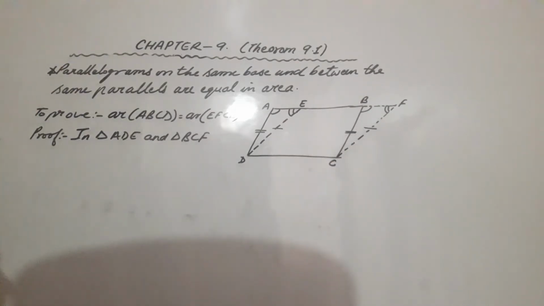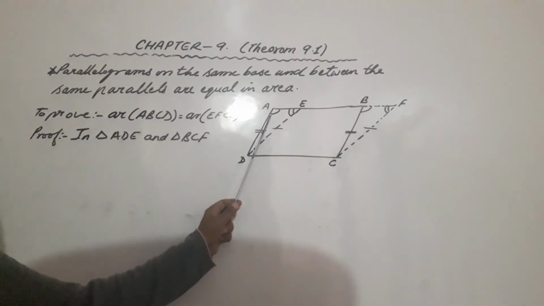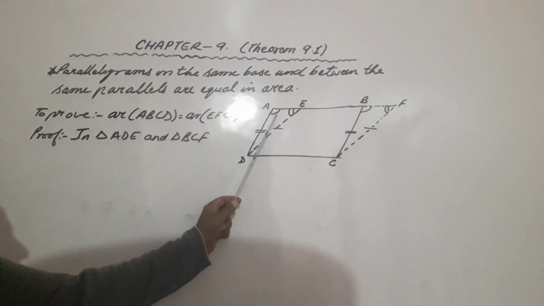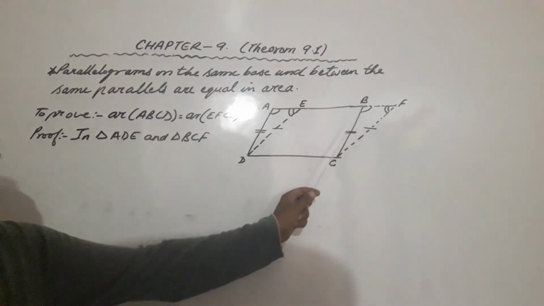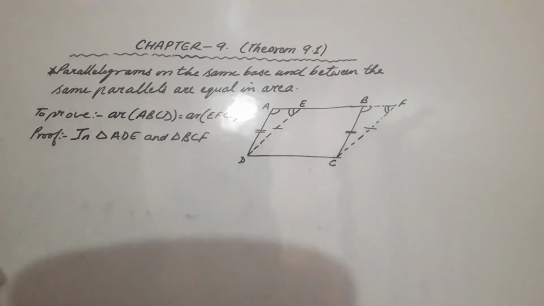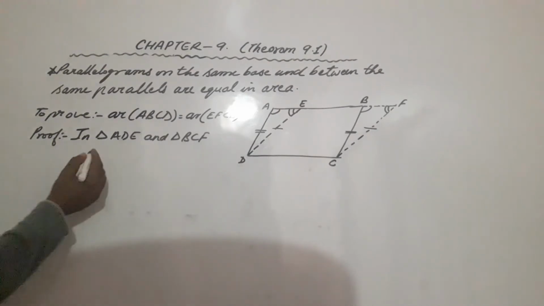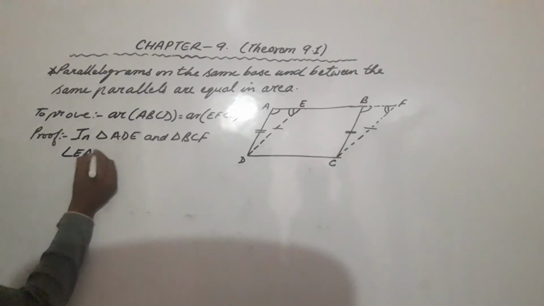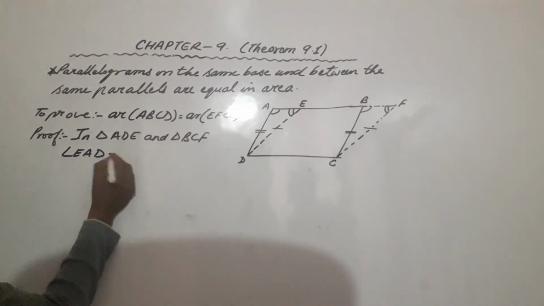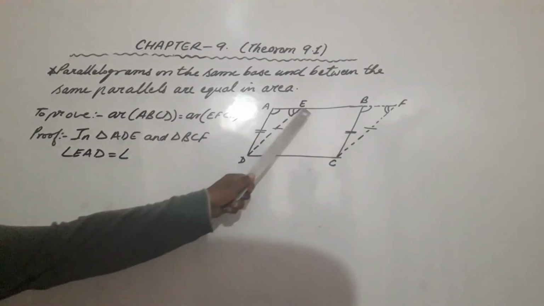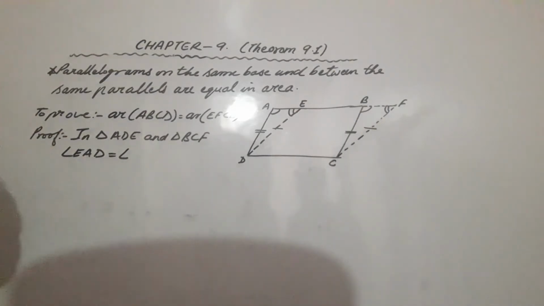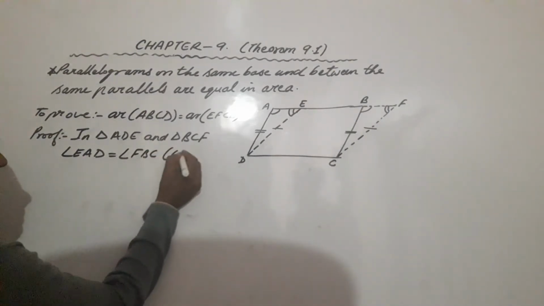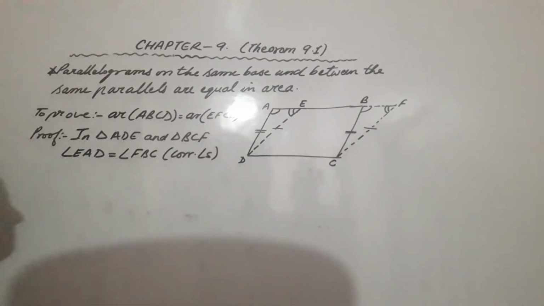Now, in earlier classes you have learned about the angles on the same side of parallels. If you see here, they are corresponding angles. This angle is corresponding to that, and this angle is corresponding to that angle. You learned this in class 8 when you were going through the concept of transversal and parallel lines. So first, we will write angle EAD is equal to angle FBC, corresponding angles.